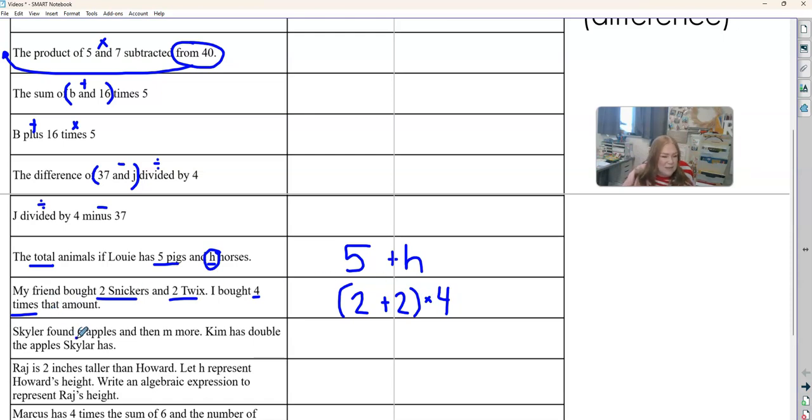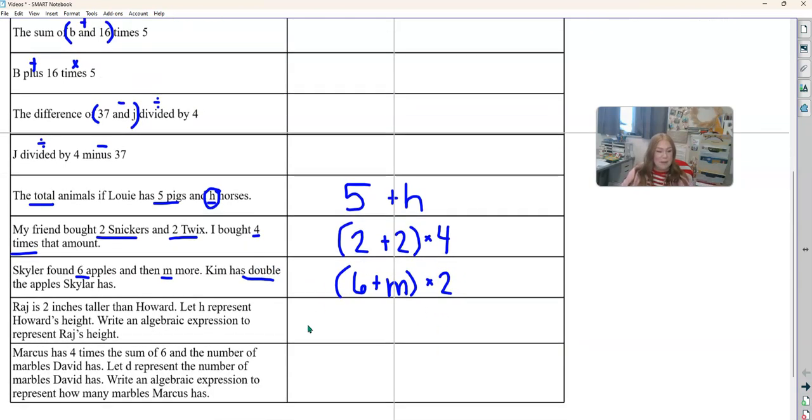Hey, Skylar found 6 apples and then M more. We don't know how many more, just some more. So he found 6, and then Kim has double that. So first we're going to do Skylar. So Skylar had 6 and M, and he has to do that first. And then Kim has double, that means times by 2 there.